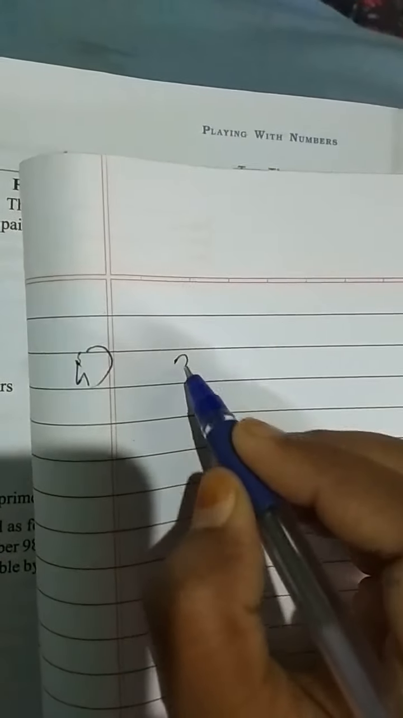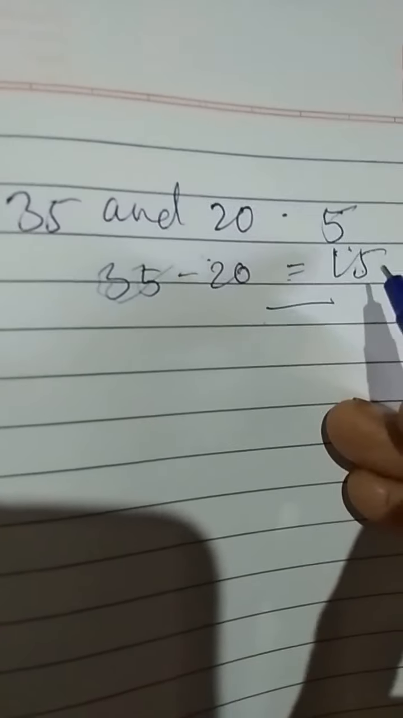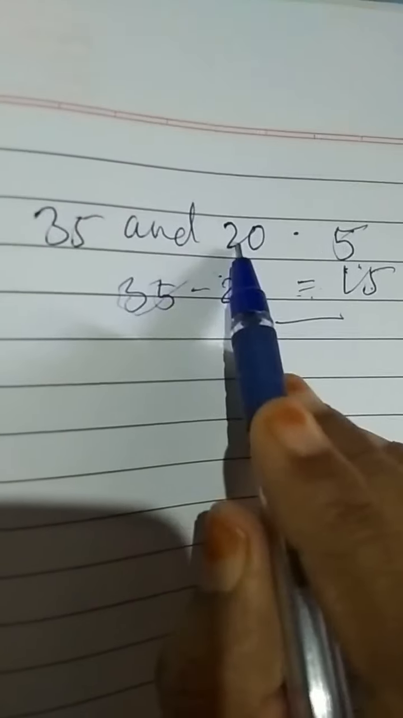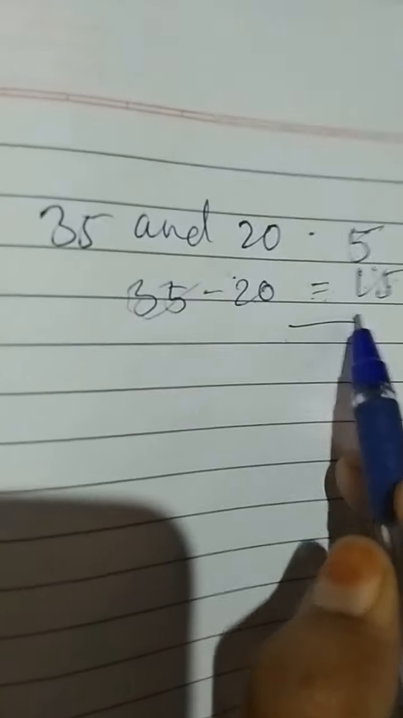Fourth one. The numbers 35 and 20 are both divisible by 5. What is their difference, 35 minus 20? It is 15, which is also divisible by 5. You try this for other numbers also. If two given numbers are divisible by a number, then their difference is also divisible by that number. We have seen this in these rules.